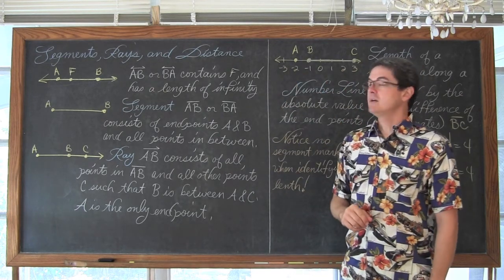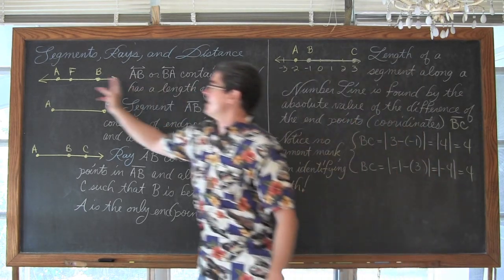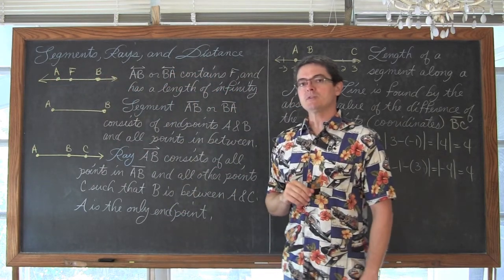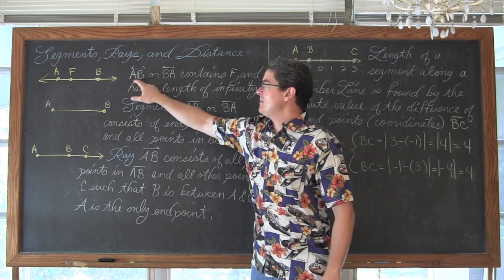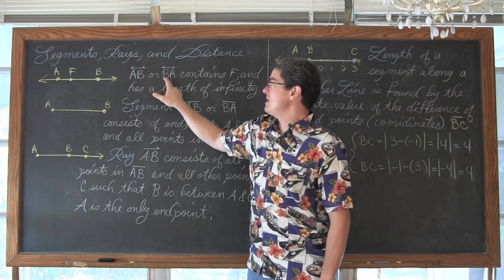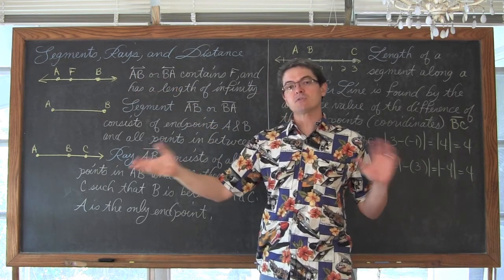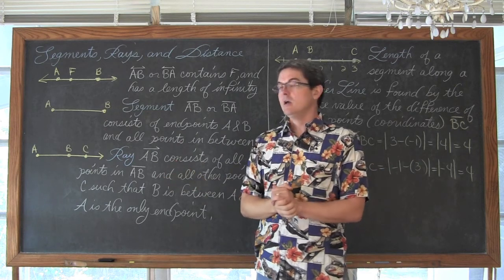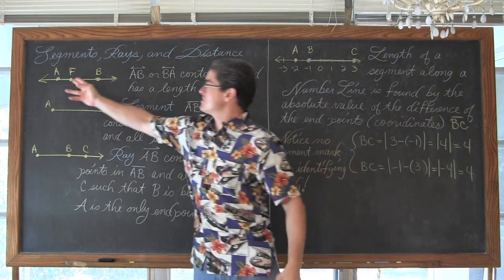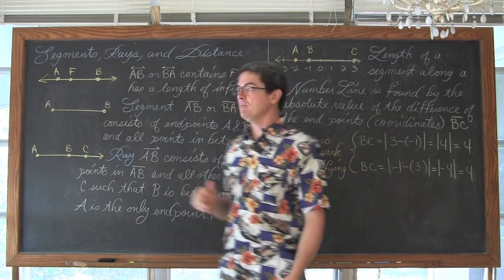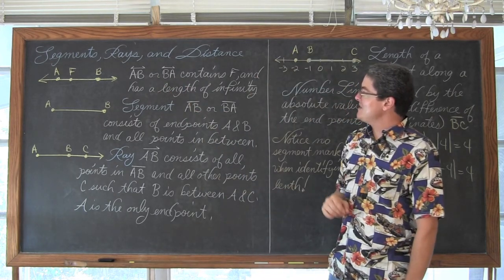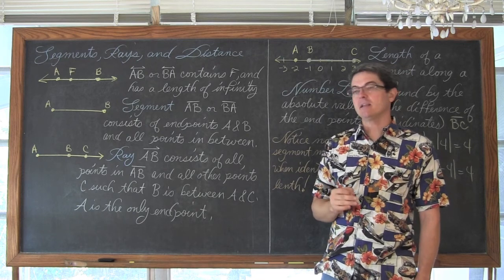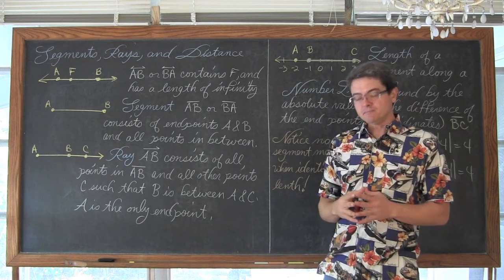Segment, rays, and distance. So we have a line here marked with 3 points of A, F, and B. And you'll notice that I'm naming the line AB or BA because it extends in both directions forever, so it doesn't really matter what order you use those letters. I could also call it line FA as well. But line AB or BA contains F and has a length of infinity.